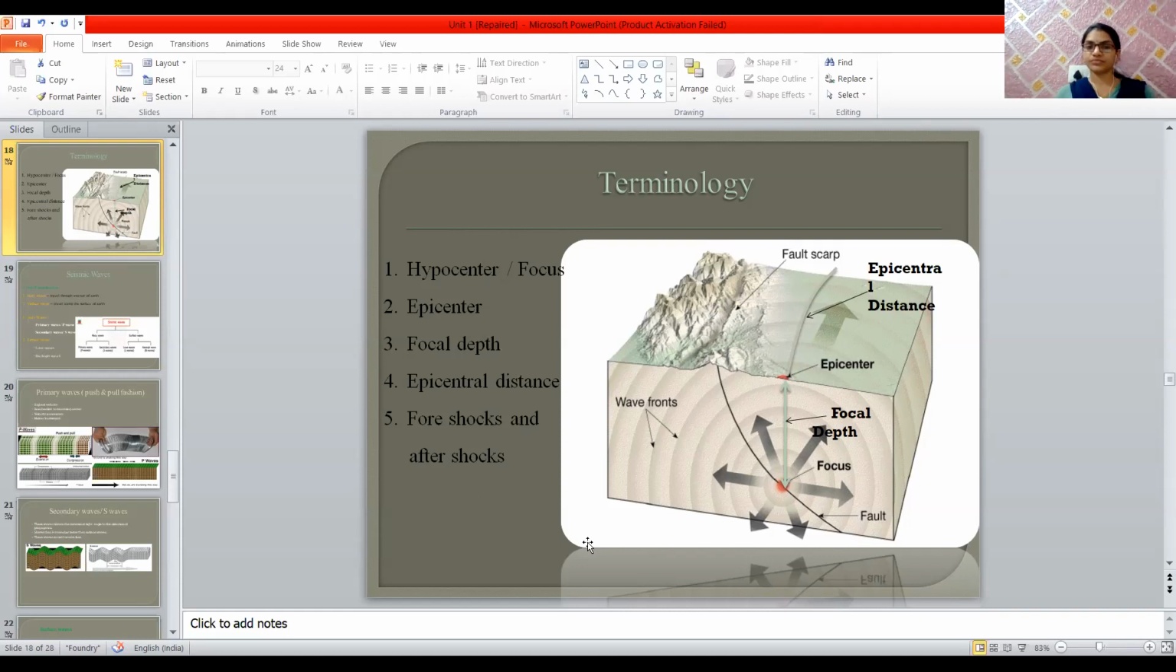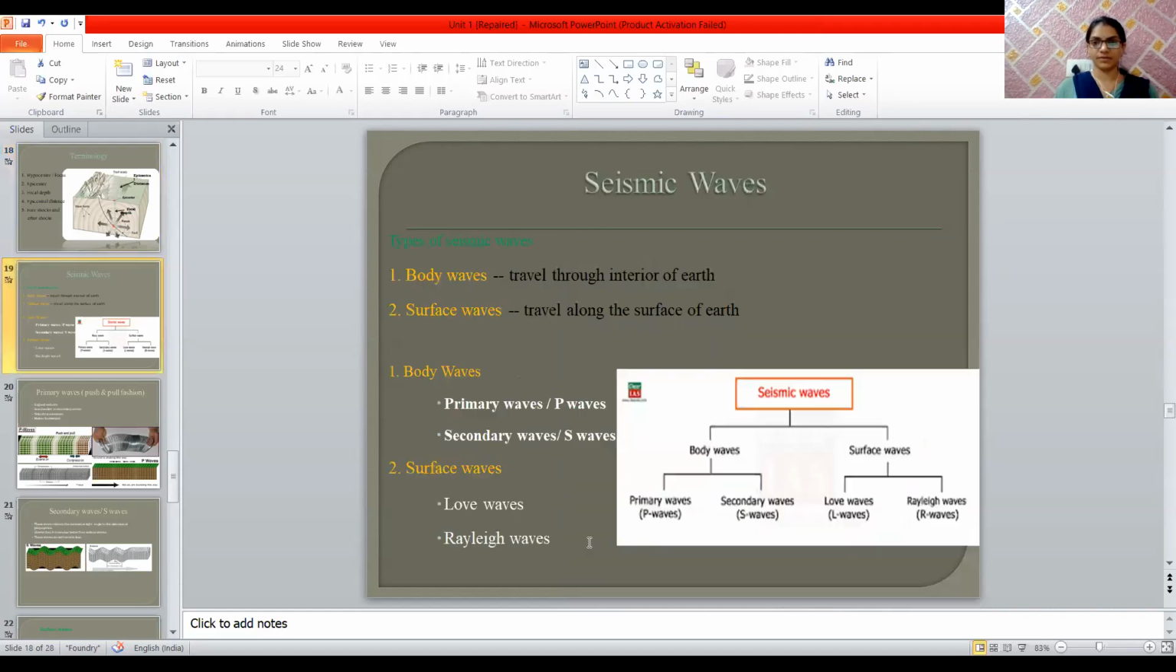So we are discussing this definition. This is the most common definition. Next, we are discussing seismic waves. There are two types of waves: body wave and surface wave.